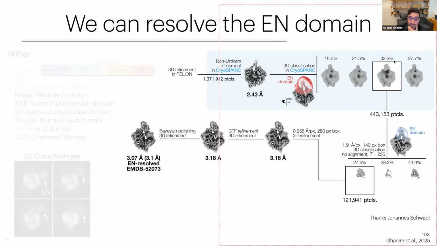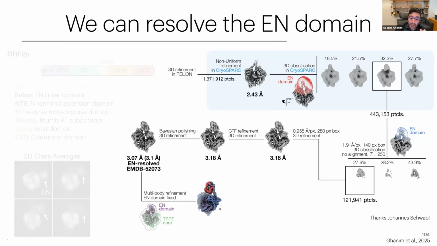And one of the things we had done was take this into multi-body refinement, where we fix that endonuclease domain and look at the principal components of the rest of the protein. And again, by realigning back to the bottom, we can see that this endonuclease domain is basically flopping in every possible orientation that it can, while still maintaining contact with these two long helices in the back.